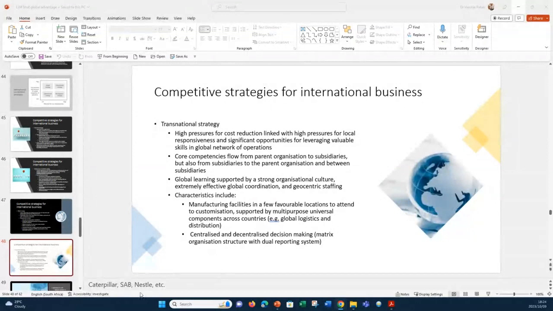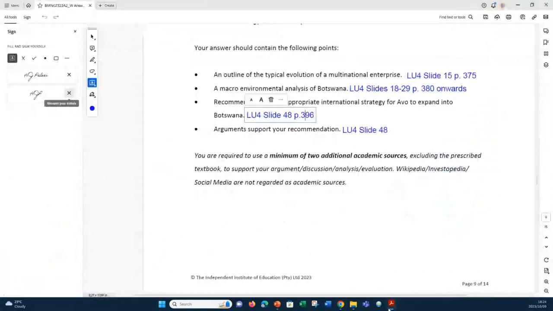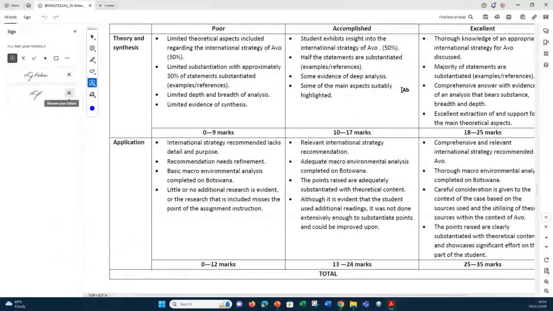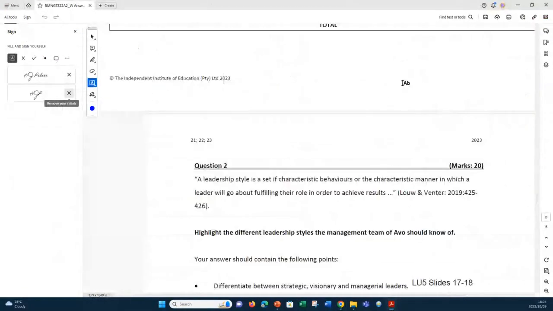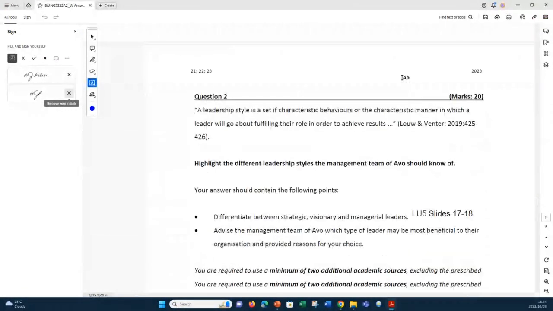Okay. All right, let's look at the next one. You can have a glance at that. I'm not going to look at the rubric. All right, the second one is here.